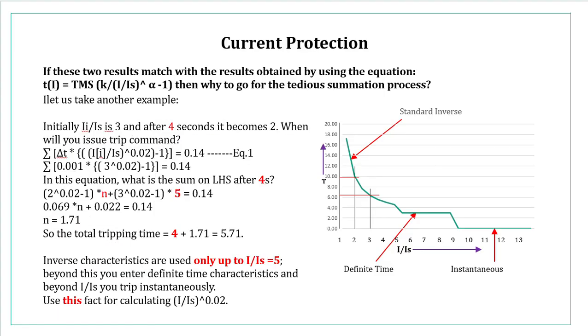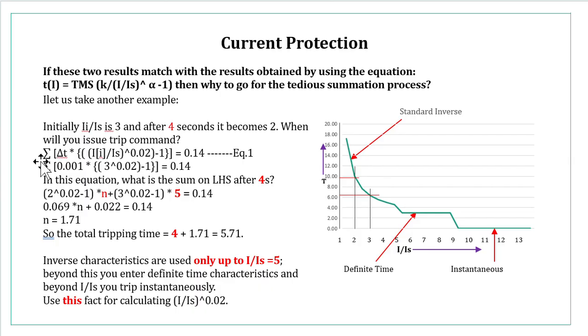We do it in another way, that is, here initially I upon I is 3. Earlier we had taken 2. Now I say it is 3. It would have tripped after 6 seconds. But before that, that is after 4 seconds itself, the current reduces and falls to I upon I is equal to 2. Now when will you issue tripping command?